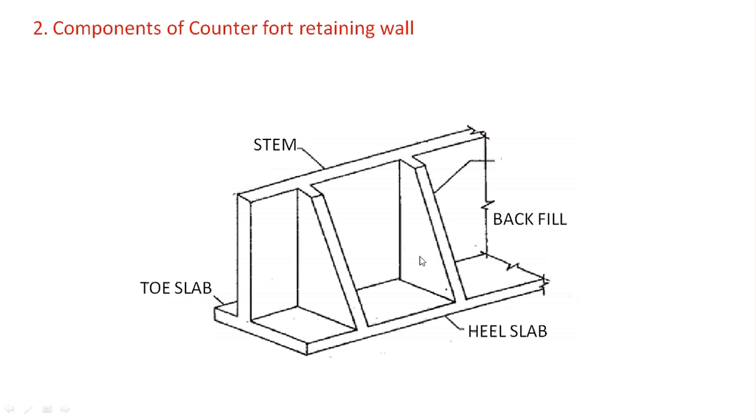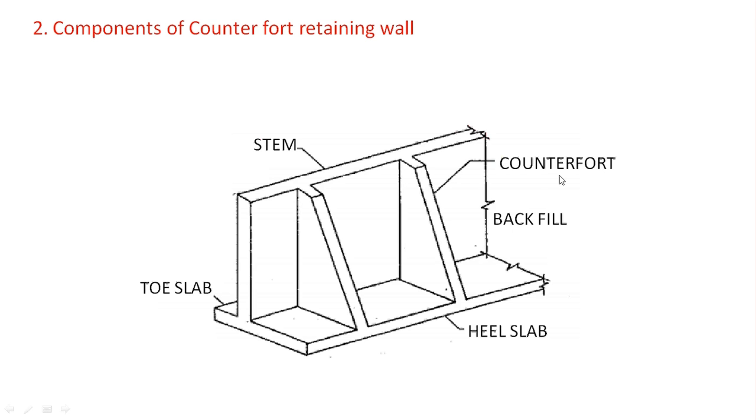One more additional component is there: this vertical member, which is called a counterfort. So this vertical member which is provided here is called a counterfort. If, to the cantilever retaining wall, we construct an inclined vertical wall like this, which is called a counterfort, that retaining wall is called a counterfort retaining wall, because it is provided with counterforts.